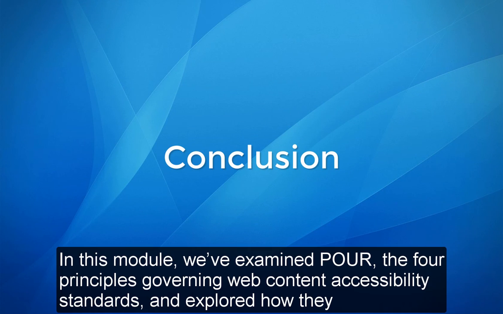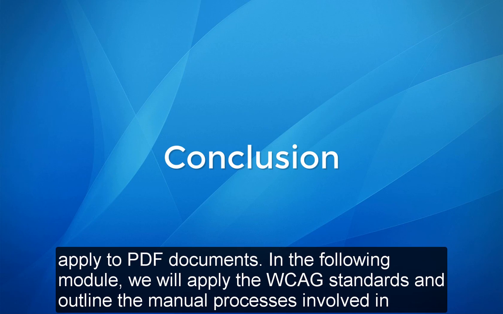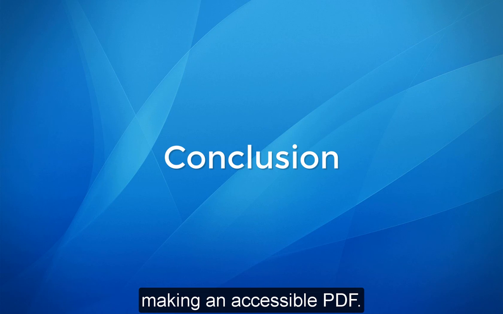Conclusion. In this module, we've examined POUR, the 4 principles governing web content accessibility standards, and explored how they apply to PDF documents. In the following module, we will apply the WCAG standards and outline the manual processes involved in making an accessible PDF.